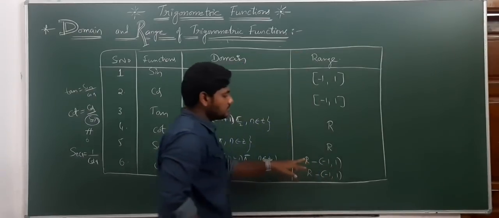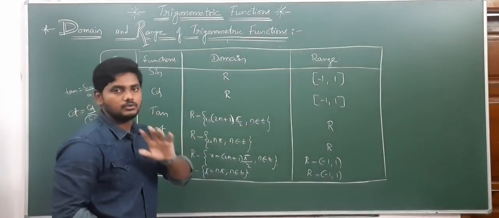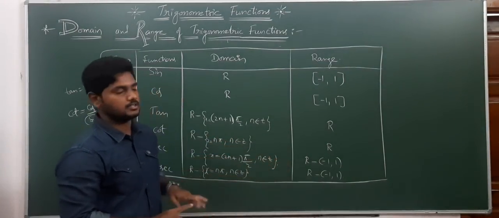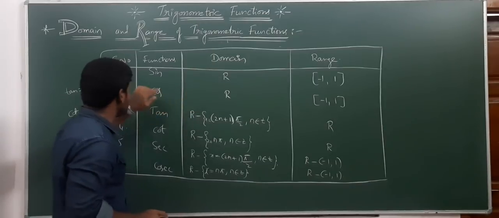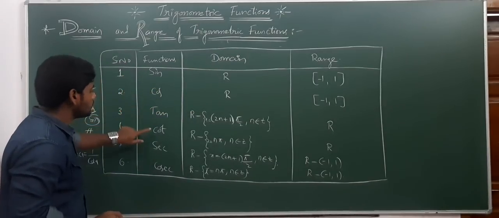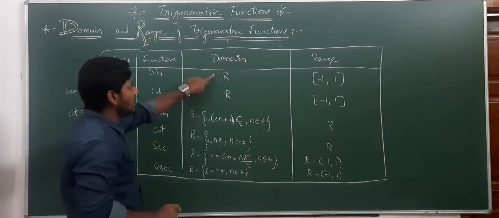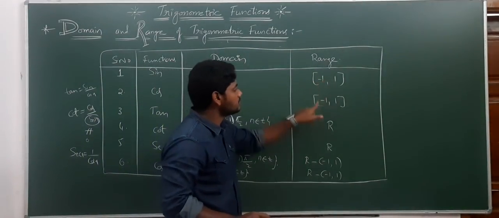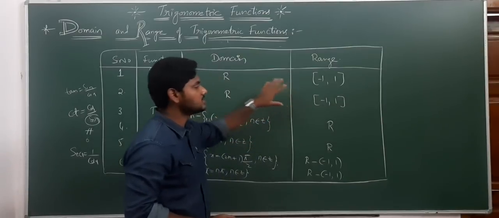See, these two domains we will discuss in further classes. Don't worry. But for the meanwhile, for tomorrow's exam, you remember all these values. Very easy. R. You remember this order. Sin, cos, tan, cot, secant, cosecant. R. Minus 1, minus 1, minus 1, and minus 1. Nothing but these two are the same.